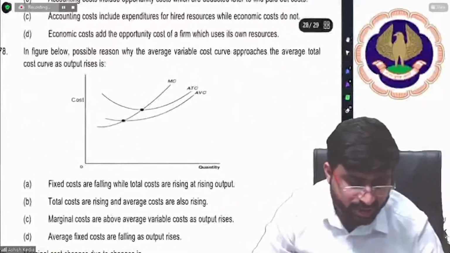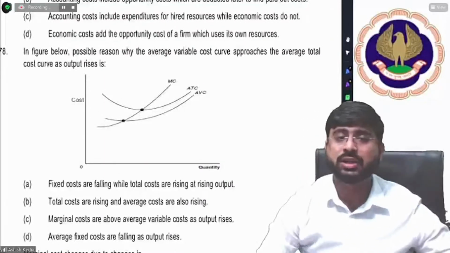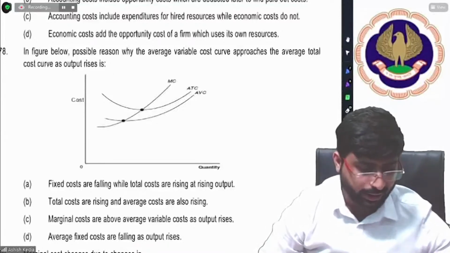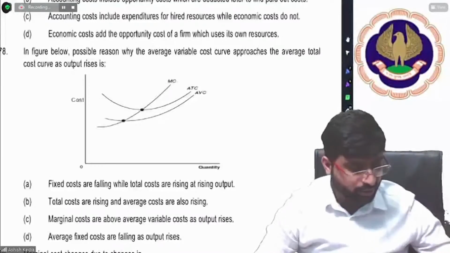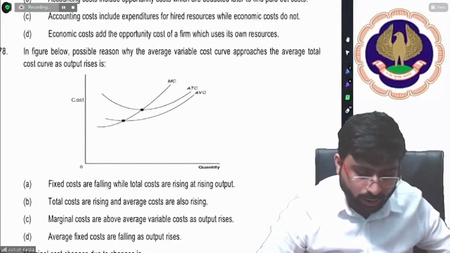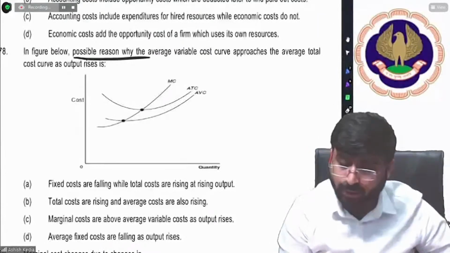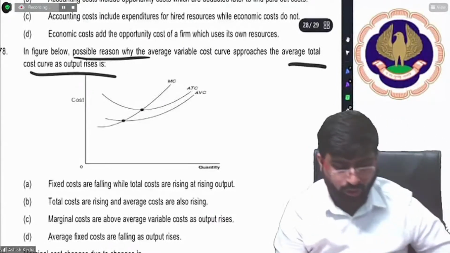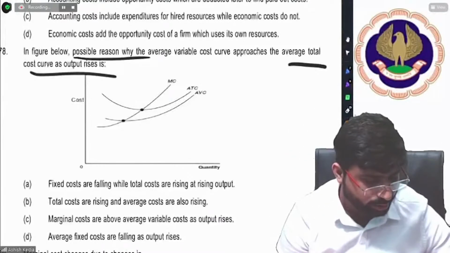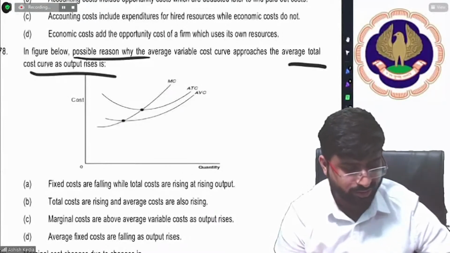Next question, a graph-based question indeed. Let's hear it out. What they are asking, what they are telling us. Okay. So they are telling us, my dear friends, in the following cases. Okay, pay attention. In the following cases, if you have a look, possible reason why the average variable cost curve approaches ATC as output rises is. Come on, see the options and tell me what you think is the possible answer. Come on, friends.